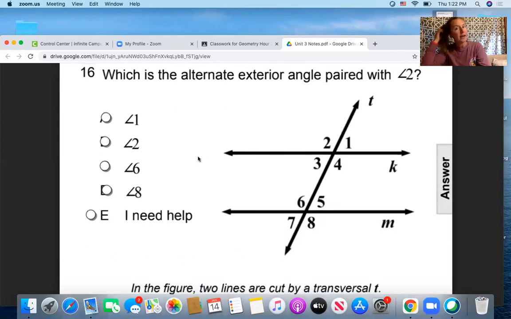What is the alternate exterior angle that's paired with 2? Go ahead and type it and we'll send it all at one time. Alternate exterior paired with 2.